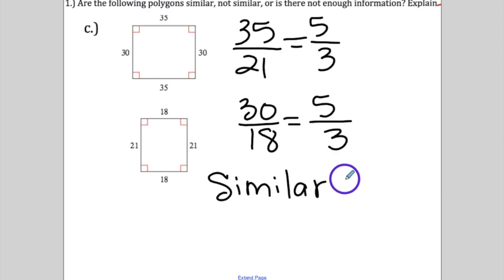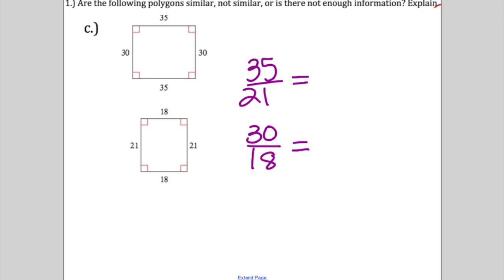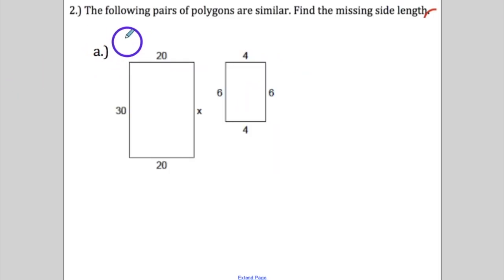And we can use that similarity symbol as well. So you can either, again, write out the word similar or use your similar symbol there. And let's go ahead and take a look at example number 2. And it states the following pairs of polygons are similar. So they're telling us they are similar. And we need to determine the missing side length.